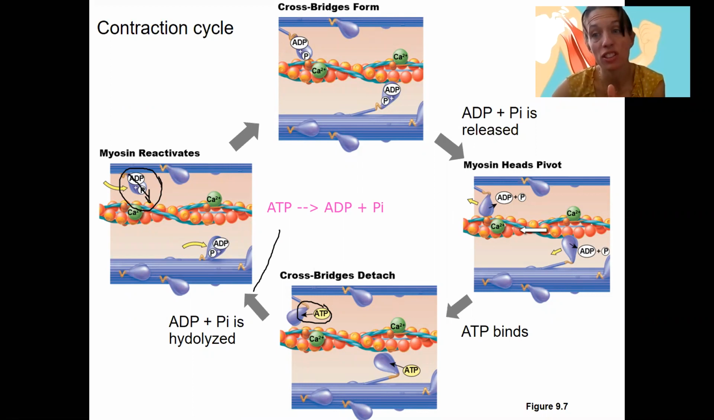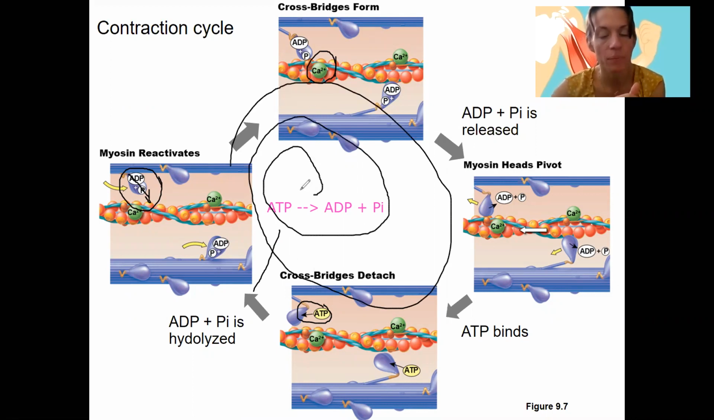Is our muscle still considered on? Yes. Calcium is still present this whole time, meaning this cycle will keep going around and around again as long as calcium's present, and contraction will continue to increase and shorten the muscles until ATP is no longer present. So you need both ATP for this process to continue over and over and around again.